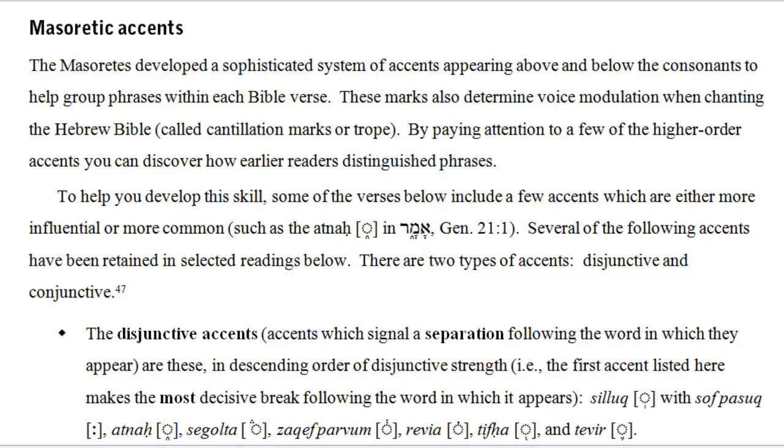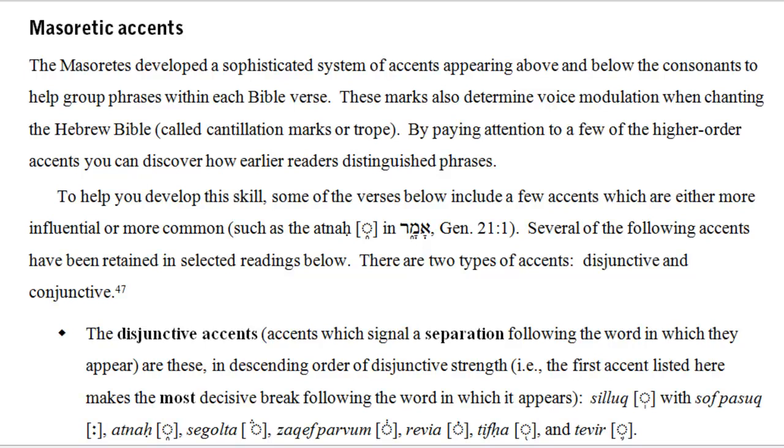In this process, they supplied vowels to the consonantal text, thus helping to preserve proper pronunciation. In addition, they preserved intonation patterns that would enable liturgical chanting of the text. This set of marks, distinct from the vowels, are known as the Masoretic accents or cantillation marks. In Hebrew, they're known as te'amim.